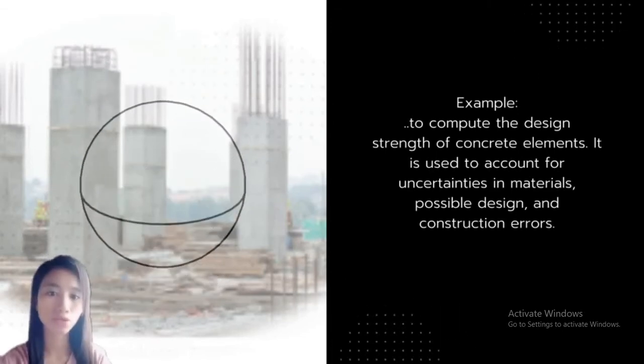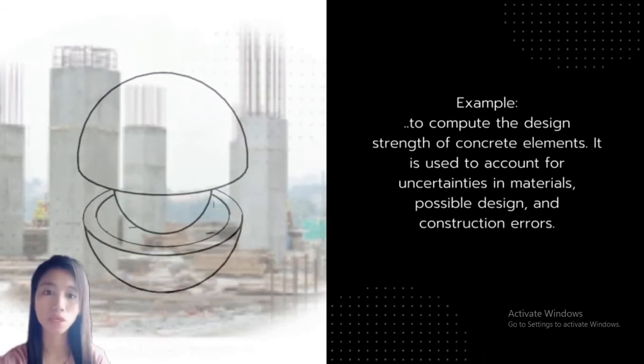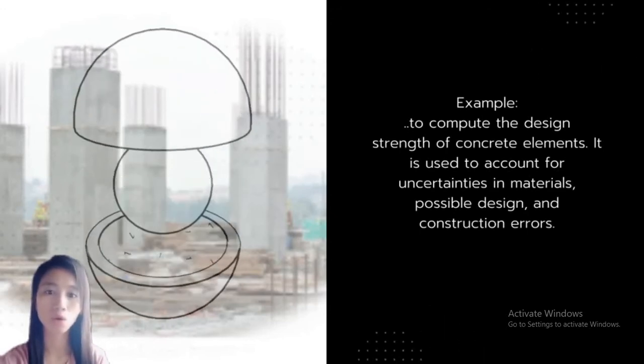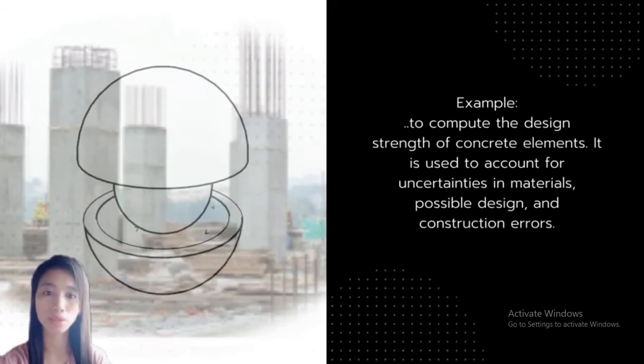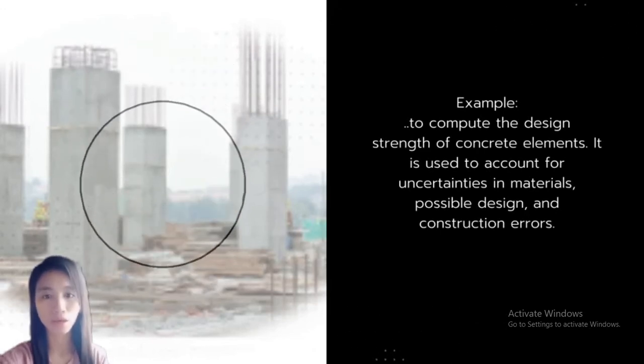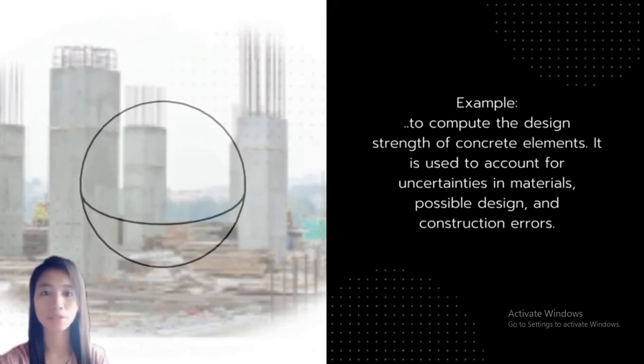So, an example of strength reduction factors is to compute the design strength of concrete elements. It is used to account for uncertainties in materials, possible design, and construction errors.